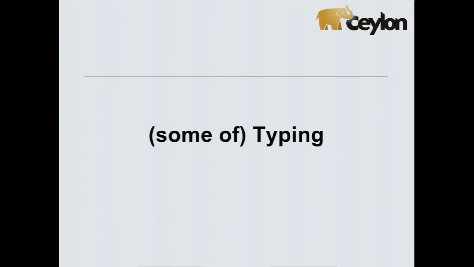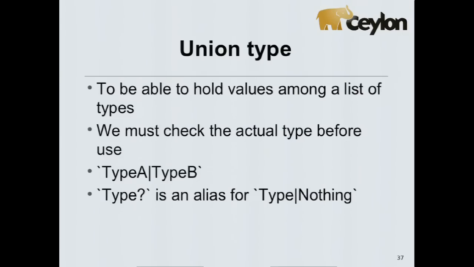So we're going to briefly talk about some of the type system. We have a lot of cool features in the type system, but I cannot talk about all of them. One of those that is very interesting is the union types. Union types allow you to hold values among a list of types. So for instance, you could have something which is of type A or type B. And before you can use it, you need to check whether it's type A or type B.